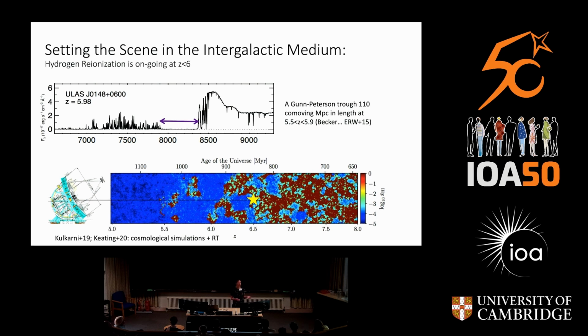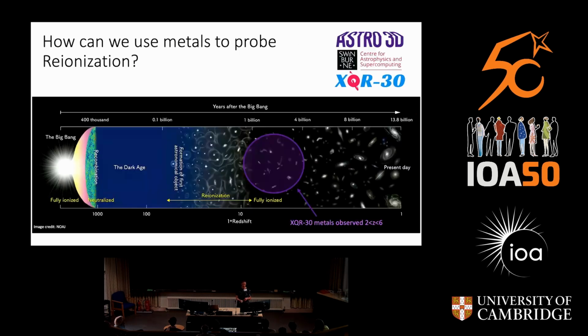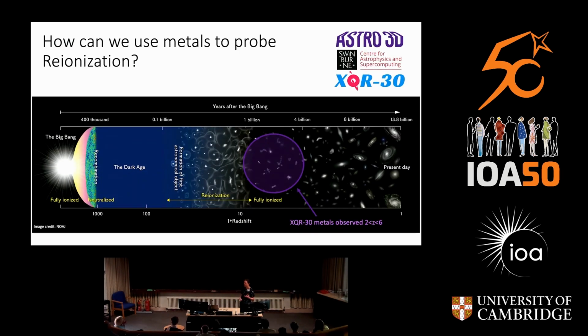It's also reproduced in large-scale cosmological simulations. The technique that we use is having a quasar out at some higher redshift, and we look along the line of sight and see this Gunn-Peterson trough. As a bonus, you also get the metals that are in absorption along the line of sight, and that's how we use metals to probe reionization. I'm going to be talking about a particular survey, a large program on the VLT called XQR30, and I'll introduce that in a moment.